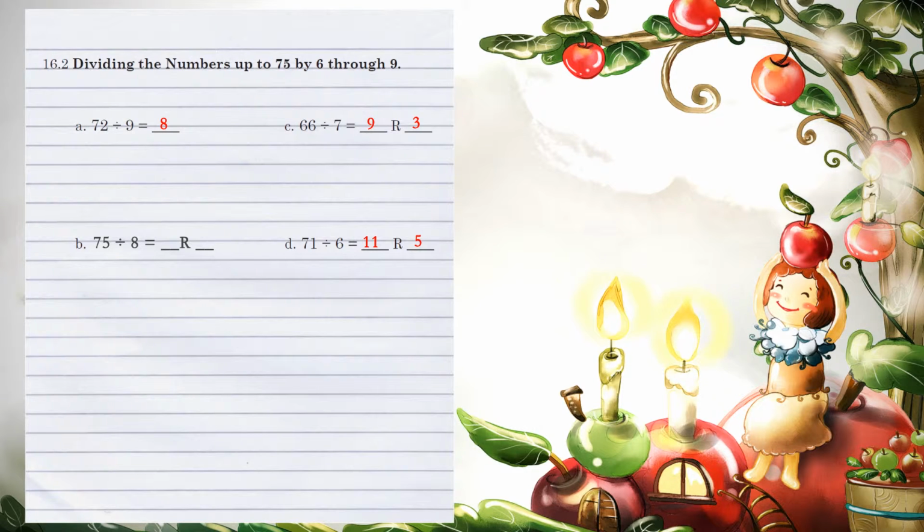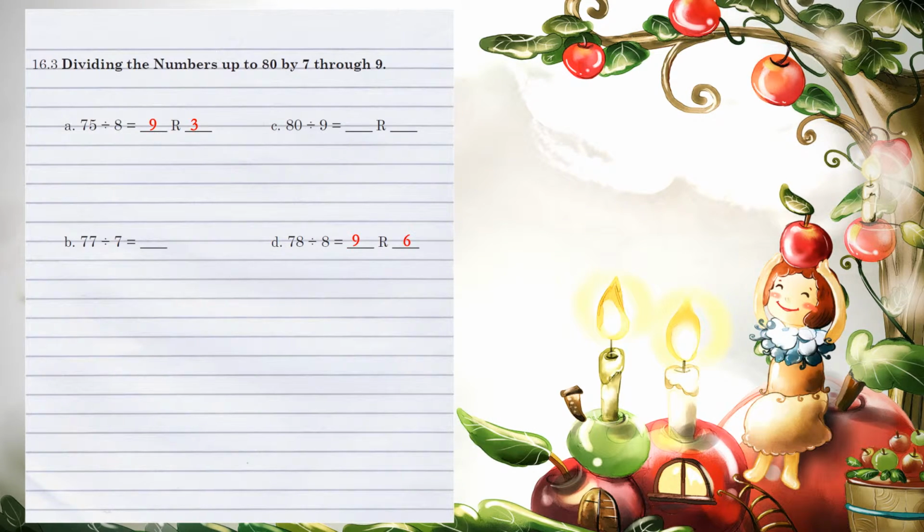Example B. 75 divided by 8 equals what? Again, we have to think about our multiplication facts and say what number is going to be multiplied times 8 that's closest to 75 without going over. That would be 9. 9 times 8 is 72. When I take 72 away from 75, I have a remainder of 3.